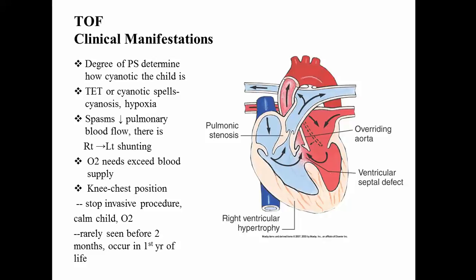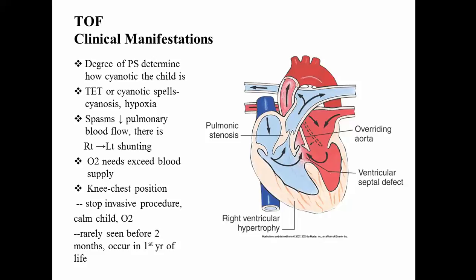Now with the TOF, the child may have blue spells or TET spells. These are acute episodes of cyanosis and hypoxia. They're rarely seen before 2 months of age, and they usually occur most frequently in the first year of life.